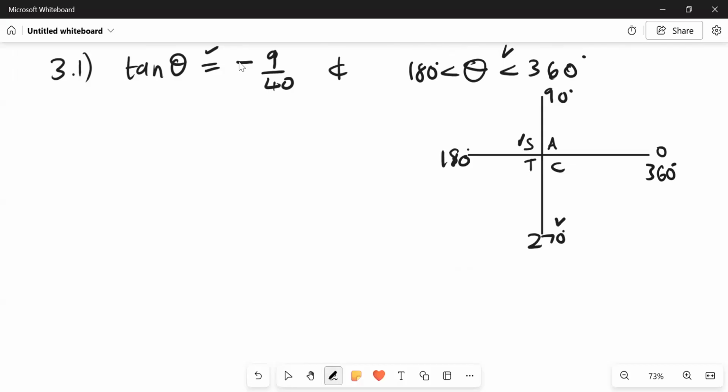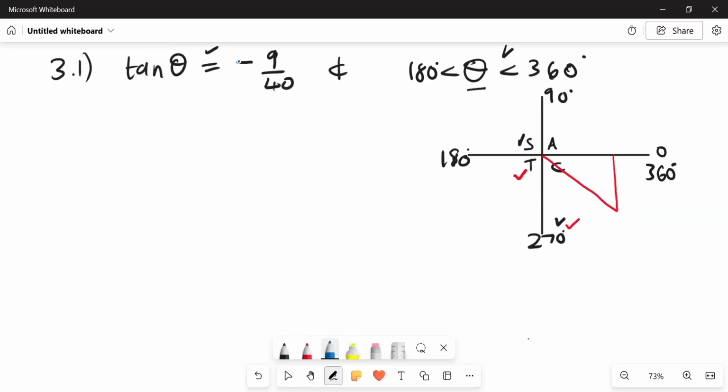And now, this one says theta lies between 180 and 360. This is our 180, first tick. This is our 360, second tick. Where you have two ticks, you draw your triangle. Now I'm drawing my triangle. Perfect.